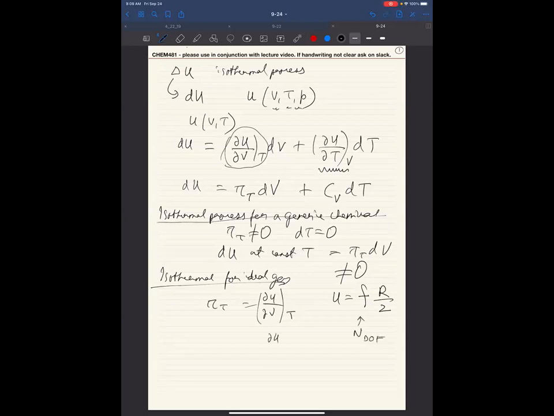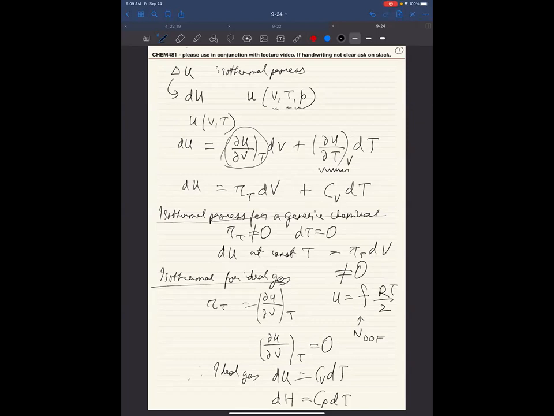It's F R T by 2. If I look at partial U by partial V at constant T, that's 0. So for an ideal gas, pi T is equal to 0. Therefore, for an ideal gas, dU is equal to CV dT. And this is why if dT is equal to 0, dU is equal to 0 for an ideal gas, not in general. Now, Andrew, if you really understand this, you should go back home and try to show a similar relation for dH, that dH is equal to Cp dT only for an ideal gas. We get the same thing for enthalpy.